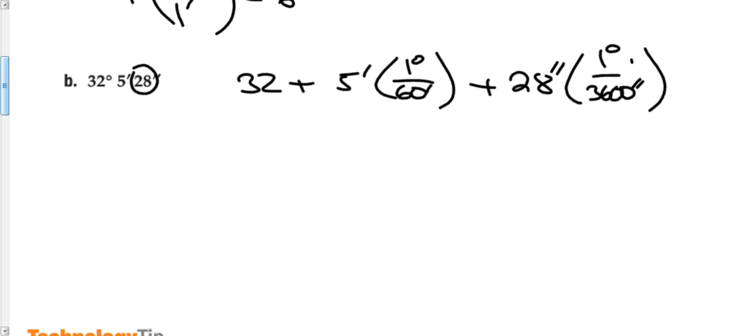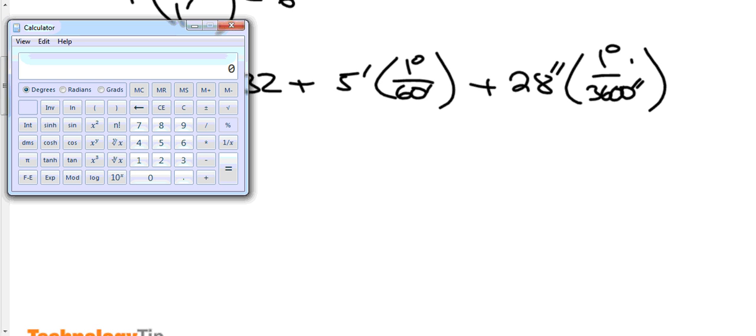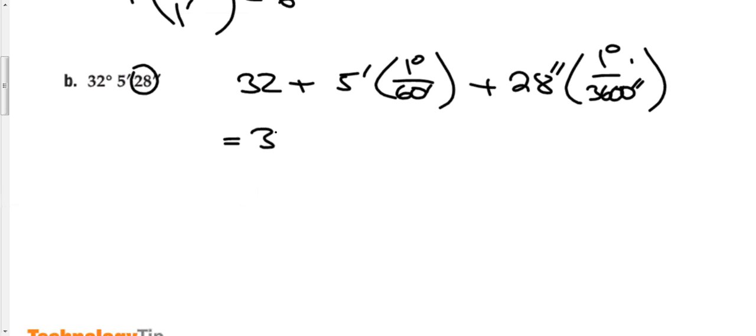So now, when I calculate this, I have 32 plus 5 divided by 60 plus 28 divided by 3,600, and I get 32.09. So it's 32.09 degrees.